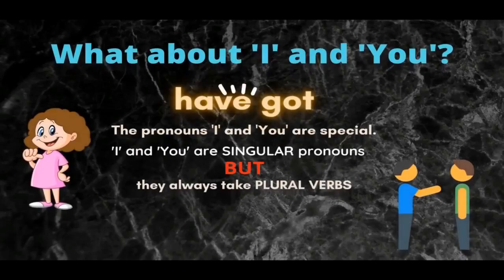But what about I and you? Well, the pronouns I and you are quite special. They both are singular pronouns, but always take plural verbs. So in this case, the pronouns I and you use have got. For example, I have got a purple shirt. You have got a green shirt. We do not say I has got or you has got.